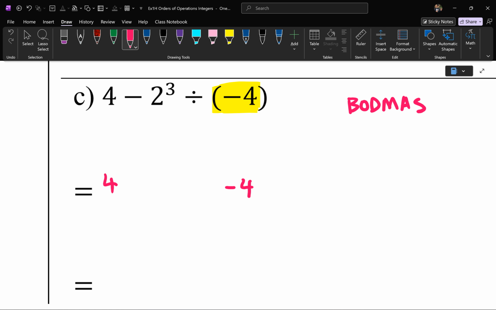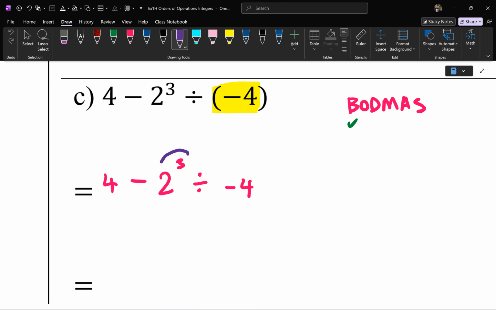I still have this 4 at the front. I still have a subtraction sign. I still have a 2 cubed. And I still have a division. I haven't changed anything. All I did was brackets. There we go. My brackets is -4. After brackets, what's the next one? Order. So we then check for any powers. And in this case, I do have 2 cubed. Okay, 2 to the power 3.